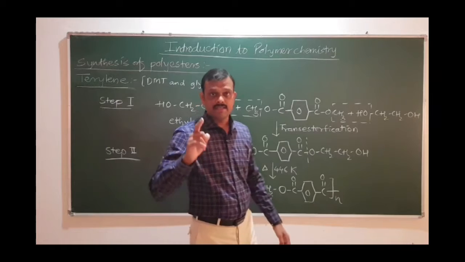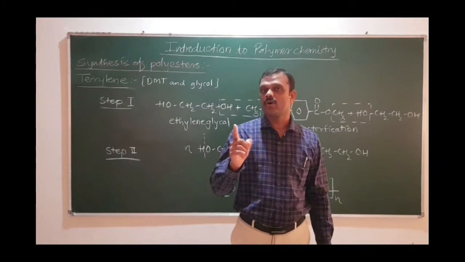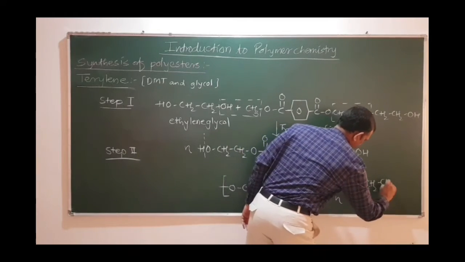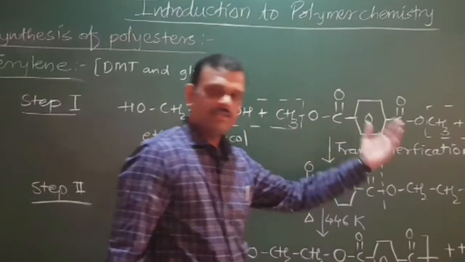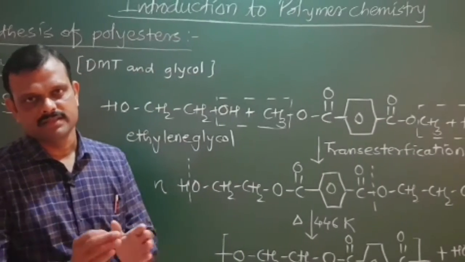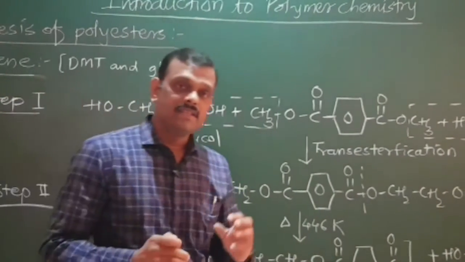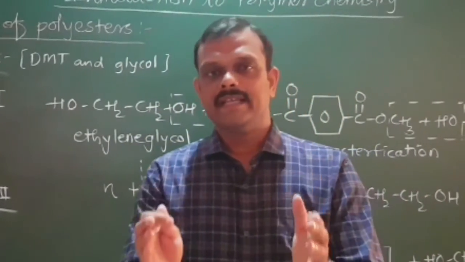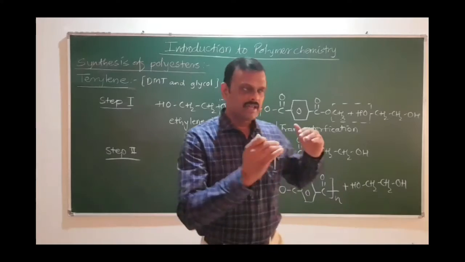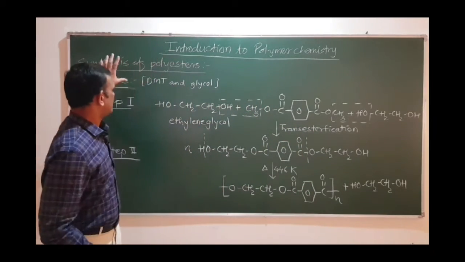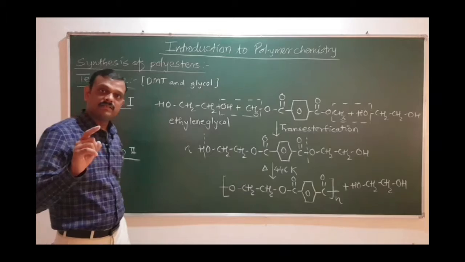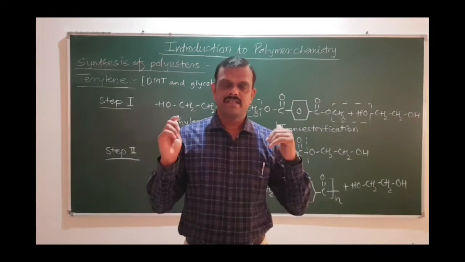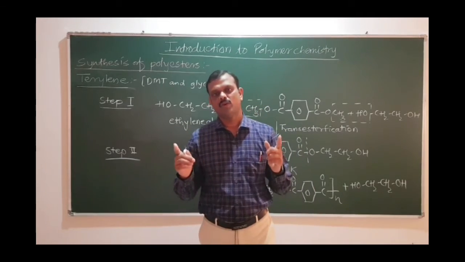Terylene is also called Dacron. The side product formed is again ethylene glycol. As ethylene glycol is obtained as a side product in this reaction, this is a condensation reaction. Therefore these polyesters or this terylene is obtained by a condensation reaction. Hence it is a condensation polymer.